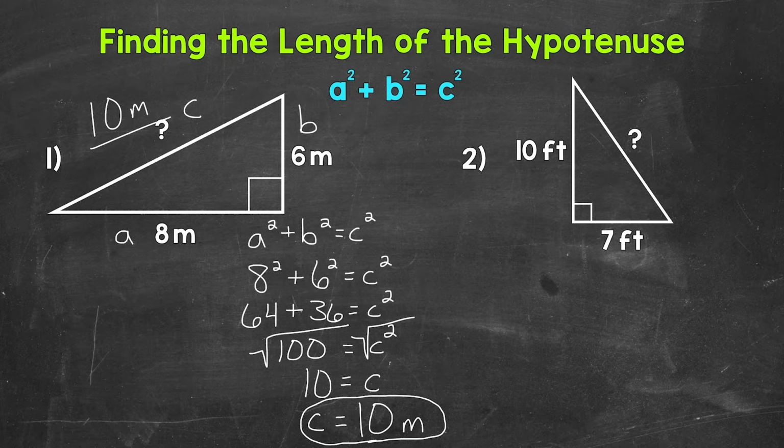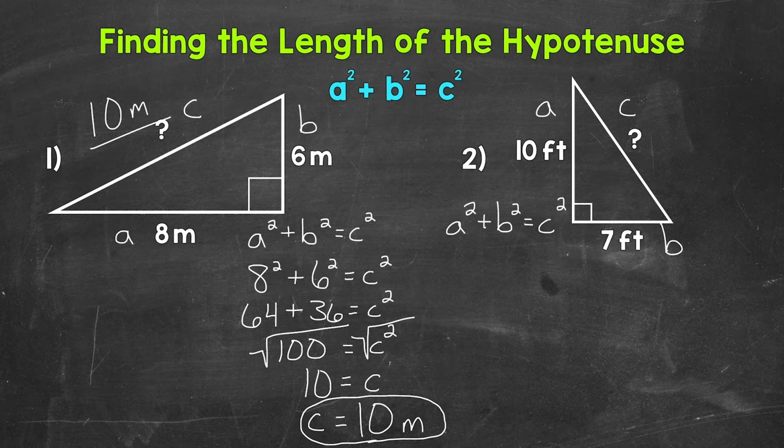Let's move on to number 2, where we have a right triangle, and again, we need to find the length of the hypotenuse. We are given the two legs. We have 10 feet and 7 feet. So let's use a squared plus b squared equals c squared in order to find the hypotenuse. Let's call this leg A, this leg B, and then the hypotenuse is c.